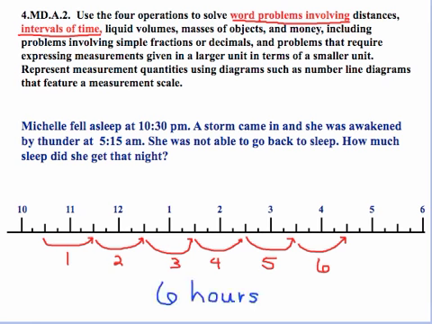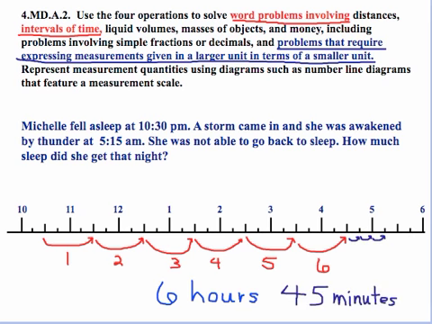So far we've got 6 whole hours. Now each hour is 60 minutes, and if we take 60 minutes and split it up 4 equal ways, each one of these increments will be 15 minutes. So now we start at 4:30, and we need to go 1, 2, 3 increments of 15, which would be 45 minutes. So now we've solved the problem, that she's going to get 6 hours and 45 minutes of sleep. And again, we did it pretty much by using a timeline, and we addressed the last part of the standard.